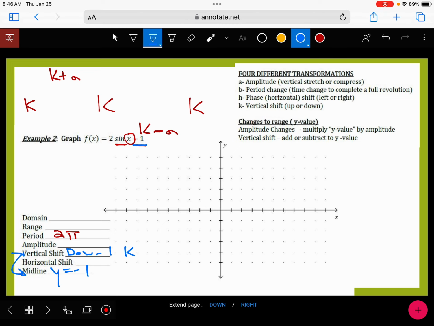So now let's look at the amplitude. The amplitude is just that leading number. Here it's 2. And now that we have our a and our k, we can start figuring out what the y values are going to be. Like we said, k is -1. K plus a is going to be 2 minus 1, or a positive 1. K is going to be -1, and then k minus a, we're going to go all the way down to -3.